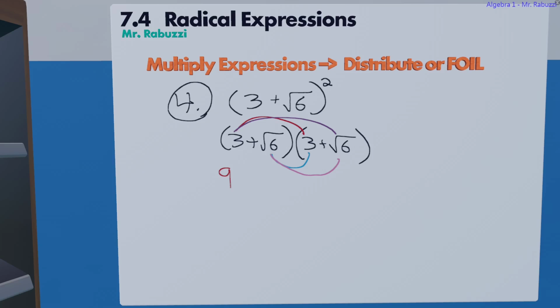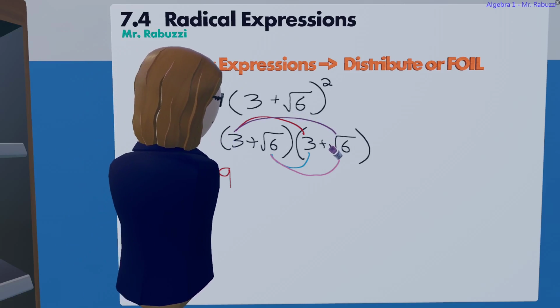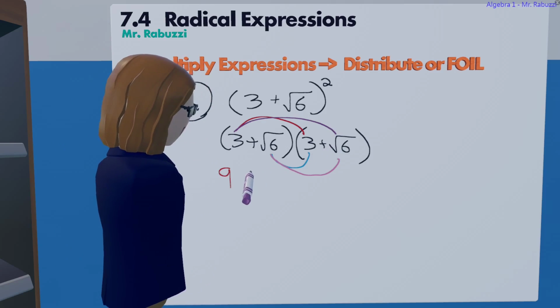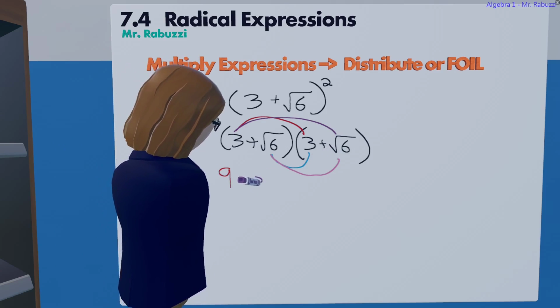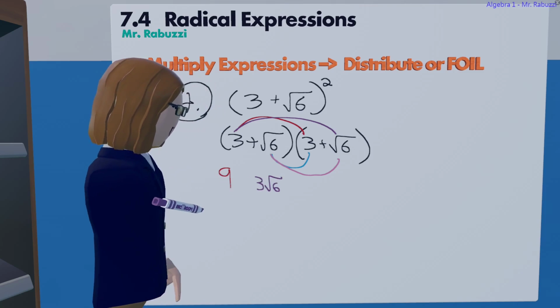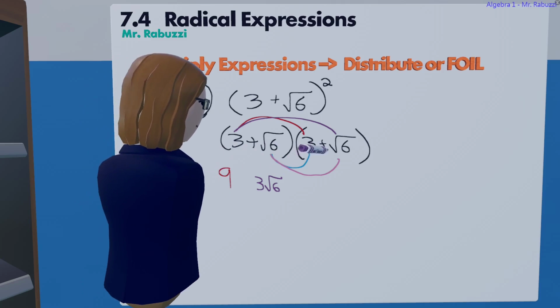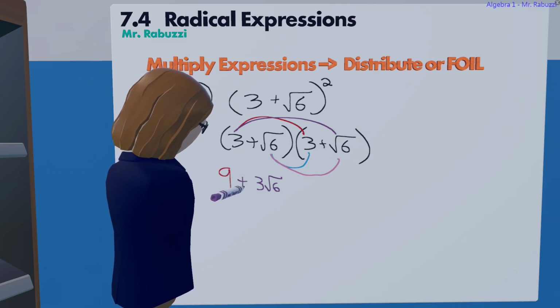Next color is purple. 3 times root 6. Well, it's just going to be the same. 3 root 6s. Okay. Is it positive or negative? Well, this one's positive and this one's positive, so it's going to be plus between them.